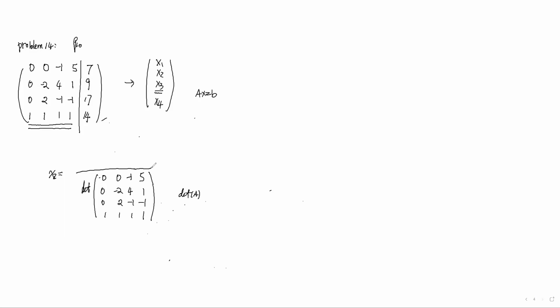So what's the numerator? It's the determinant of what? Since this is x2, you replace the second column by the right-hand side vector. So you replace this column by this one: 0, 0, 0, 1 becomes 7, 9, 17, 14, with the other columns, negative 1, 4, negative 1, 1, 5, 1, negative 1, 1. Clear?